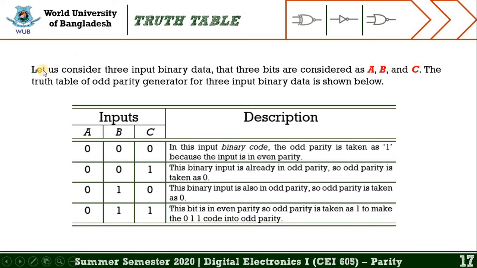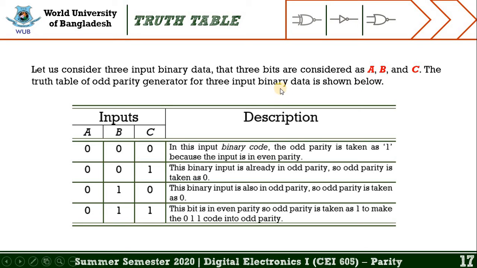Now, from this slide, we may learn the truth table as well as the description of the values of inputs representation. Let us consider three input binary data, where the 3 bits are considered as A, B, and C. The truth table of the odd parity generator of 3 input binary data is shown below.